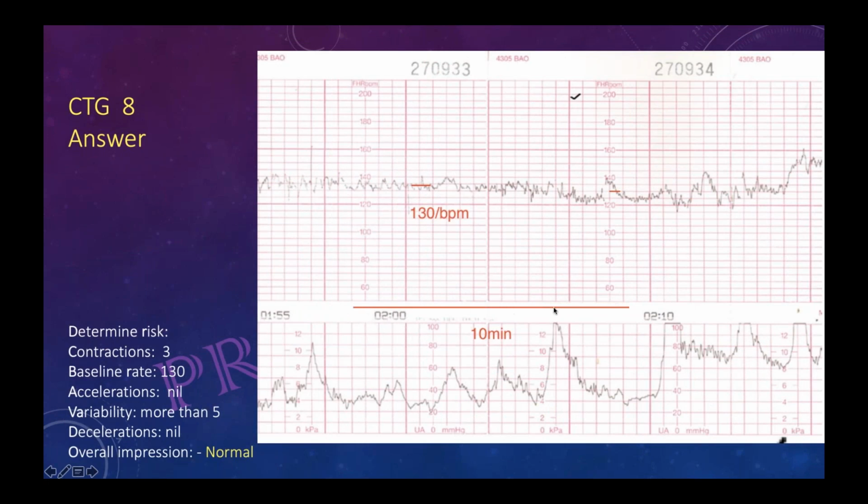Here it is a 10-minute trace, and here there is no contraction, so the baseline is 130. You can take this as an acceleration, and variability is definitely more than 5. If you see from here till here, it is more than 5. There has been no deceleration, so it is a normal CTG. Categorization is normal.